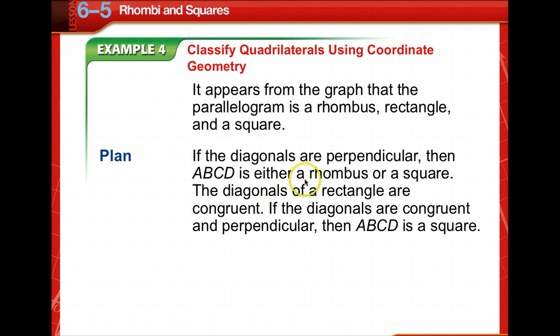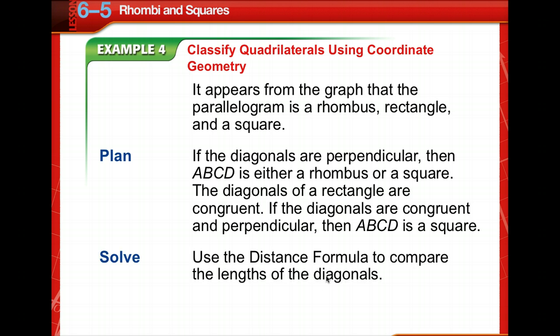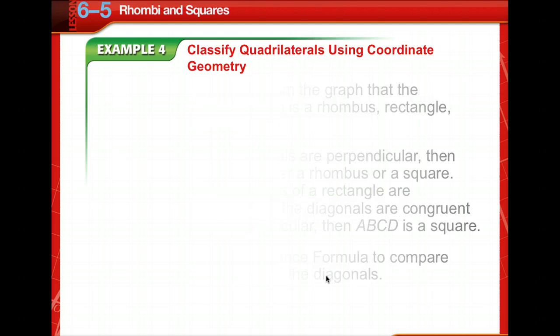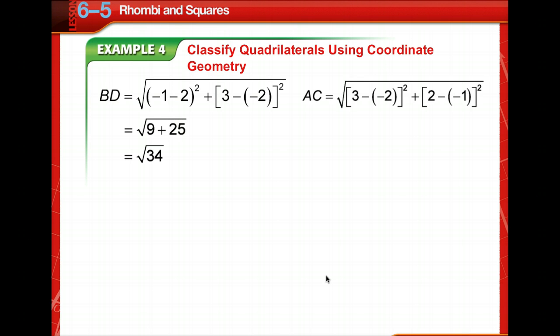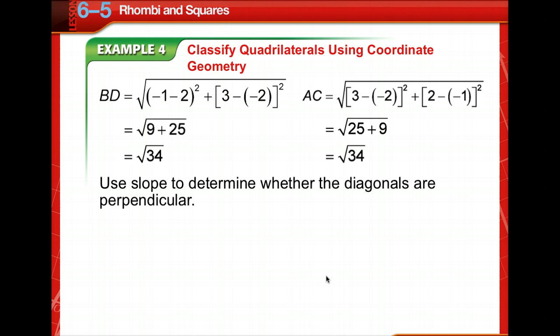From the graph, we can tell that the parallelogram is a rhombus, a rectangle, and a square. So if the diagonals are perpendicular, then ABCD is either a rhombus or a square. The diagonals of a rectangle are congruent. So if the diagonals are congruent and perpendicular, then ABCD is a square. So first of all, we're going to use the distance formula to compare the lengths of the diagonals. So if you haven't plotted your points, it's going to be difficult to know which 2 points to use.